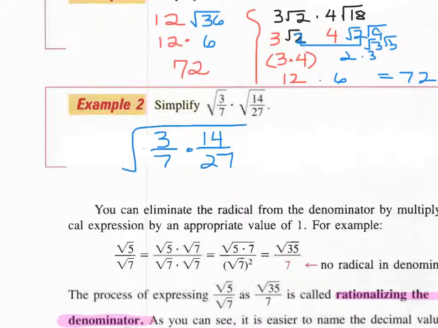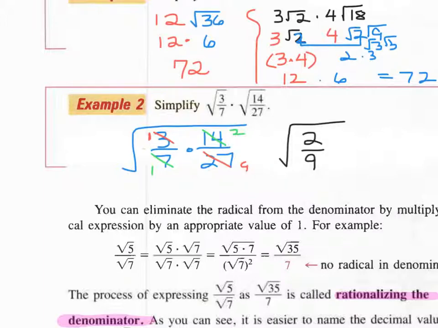So I'm going to take everything and put it together under one radical sign. Now, before I start to try to multiply 3 times 14 and 7 times 28, I can simplify here on the diagonals. So I could simplify the 3 and the 27, and then the 7 and the 14. So just like you did when you learned how to multiply fractions. So now what remains under my square root symbol is the square root of 2 over 9, because 1 times 2 for the numerator and 1 times 9.